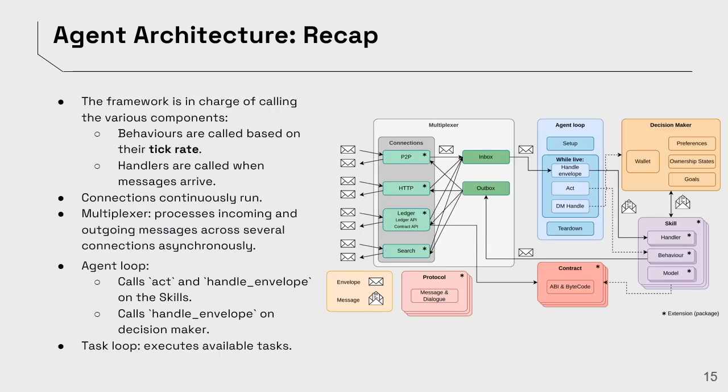Let's recap again how the framework works. The framework is in charge of calling the various components. The behaviors are called based on their tick rate, and handlers are called when a message that they are able to process arrives. Connections run continuously, and the multiplexer processes incoming and outgoing messages. The agent loop, which can be considered as the main controller here, is in charge of calling the act and the handle envelope methods on skills, and it also calls the handle envelope method on the decision maker. Finally, the task loop executes the available tasks.